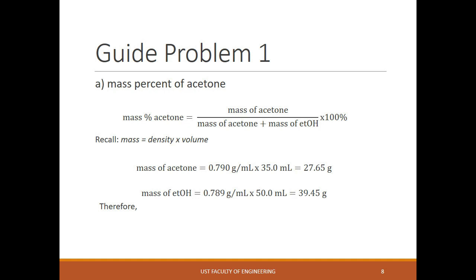Substituting the calculated values of masses to the formula of the mass percentage, we have mass percent of acetone equals 27.65 grams divided by 27.65 grams plus 39.45 grams times 100%. So therefore, we have a mass percent of acetone equal to 41.21%.